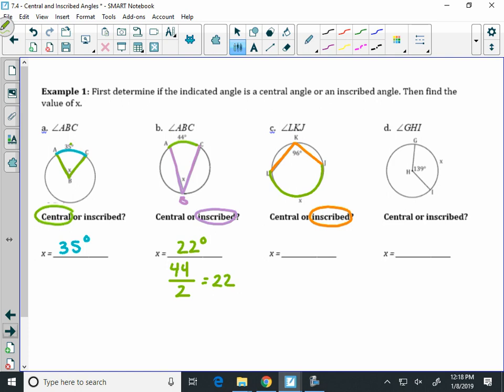It's the intercepted arc. So what do we know about the relationship between the arc and the angle when it's inscribed? What do we have to do with 96? Multiply it by 2. So 96 times 2, what does that give us? What is it? 192?